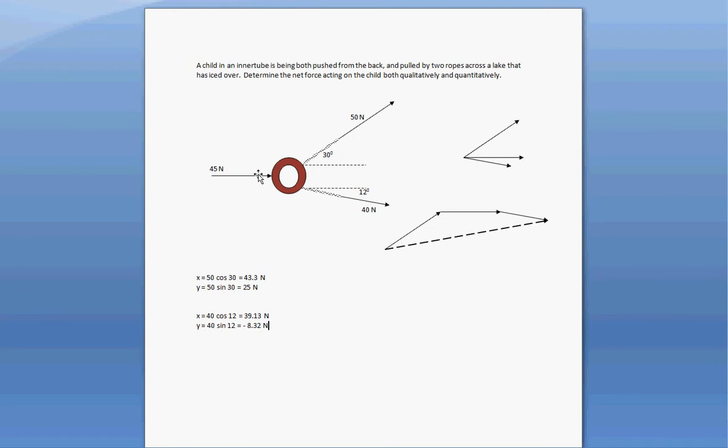All right. For this vector here, we don't have to break it into two parts because it's just pushing to the right. So that's it. Now we're just going to add everything up.